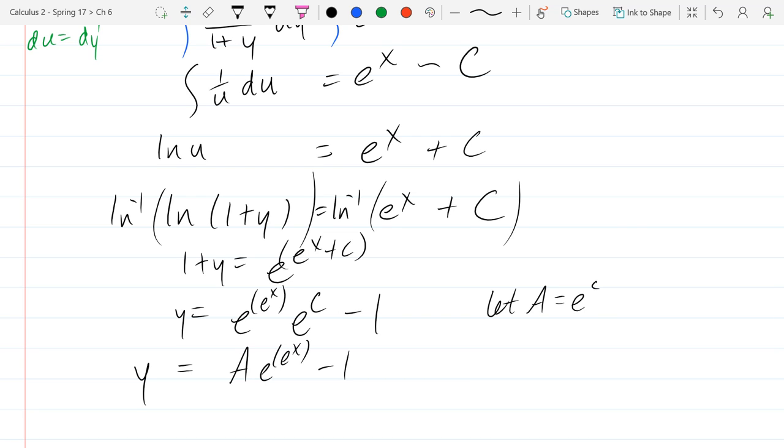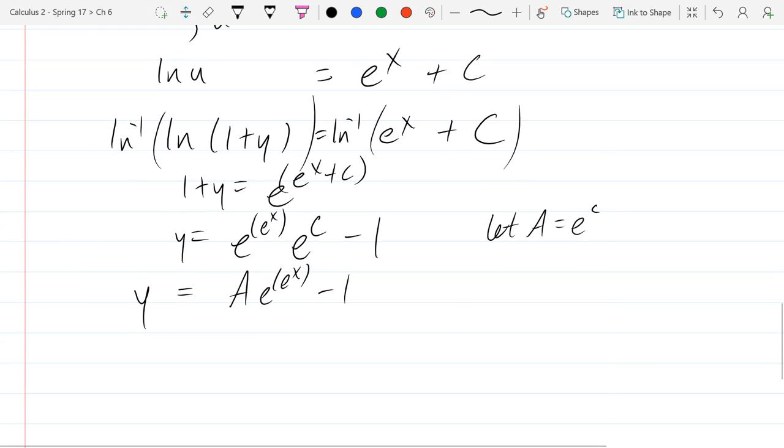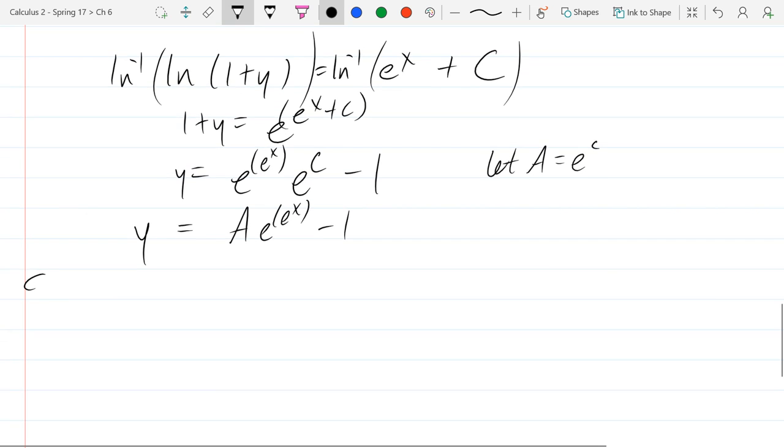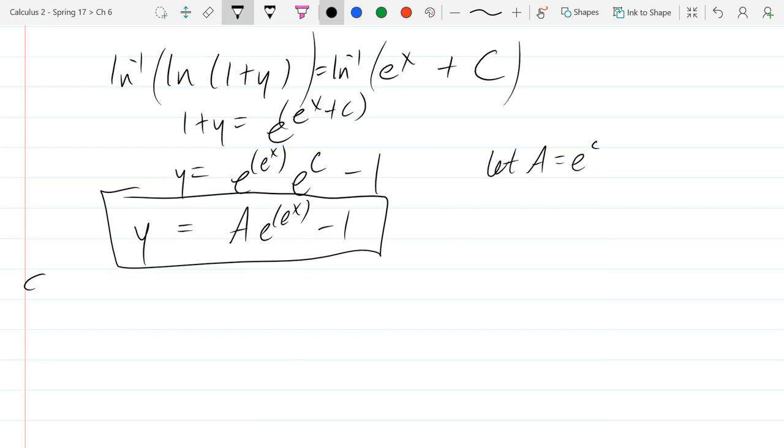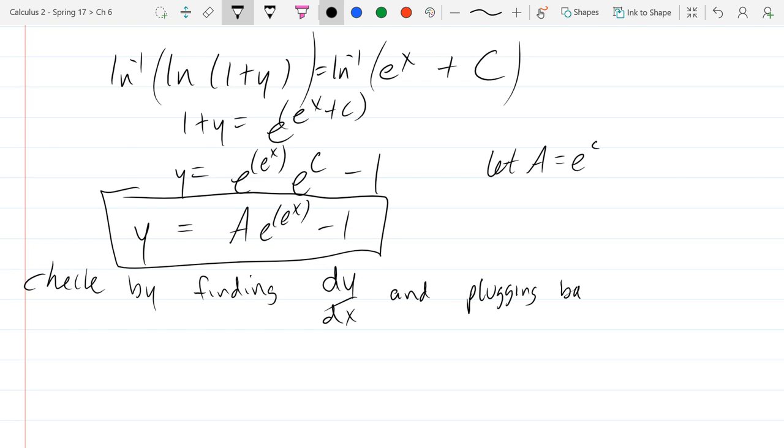Let's try to check this by plugging it back in. So how do we check this? We basically take a derivative and then plug it back in. So check, we think this is our answer. Check by finding dy over dx and plugging back into the original.